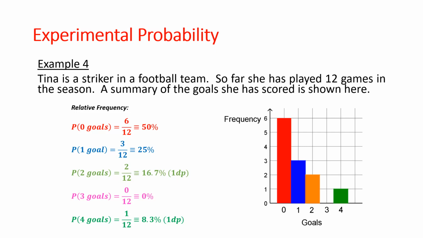So here are my relative frequency probabilities. I don't have any theory to base this on, so I can't use theoretical probability to work out the probability of her scoring 3 goals or 1 goal or no goals. So I'm going to use this experiment of the first 12 games to work out her experimental probabilities, which we call relative frequency.